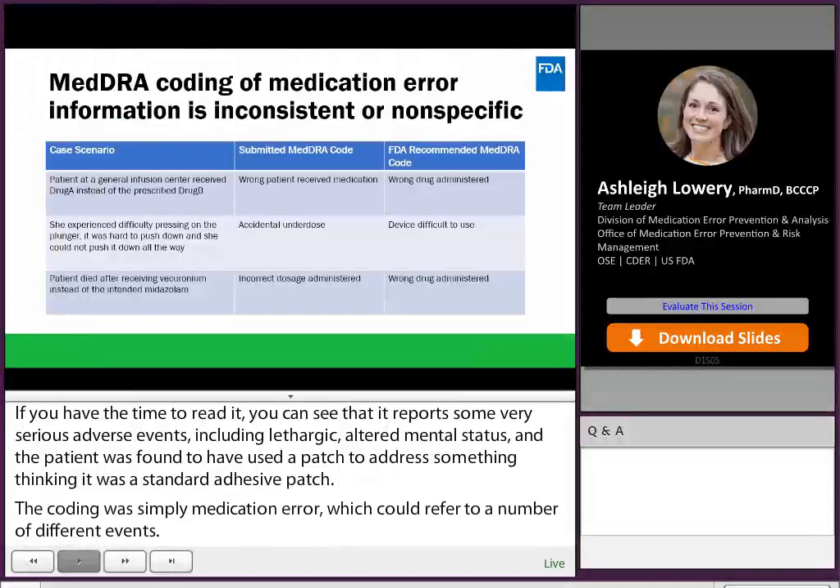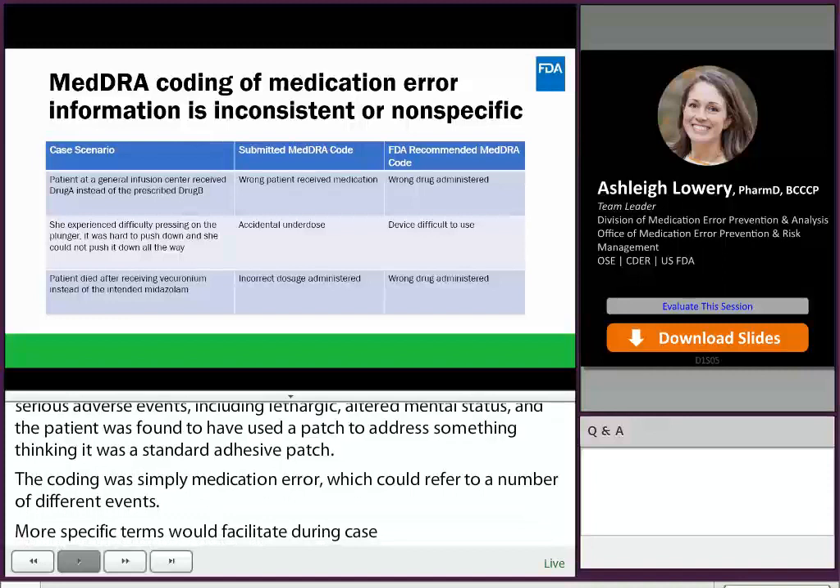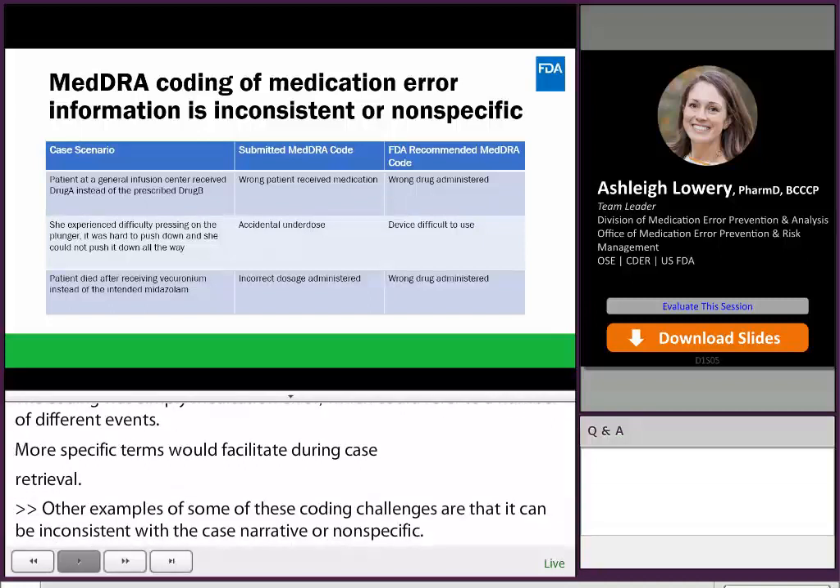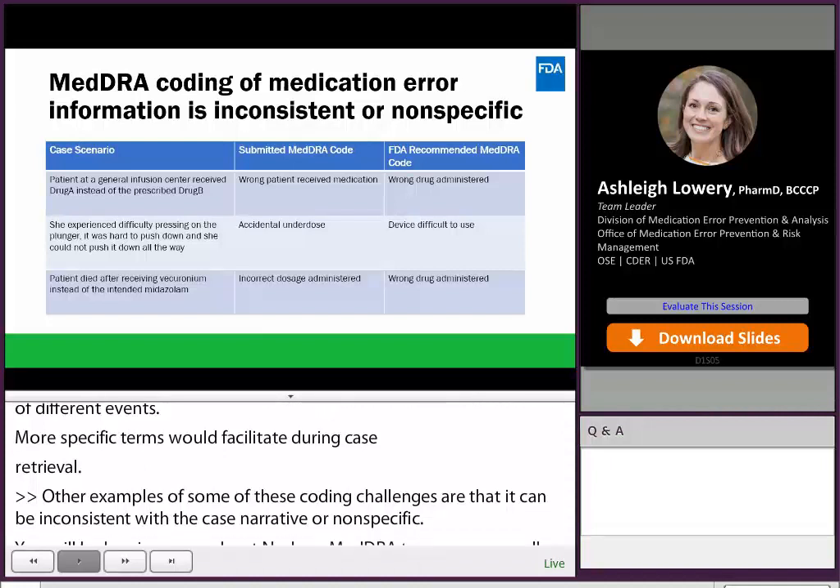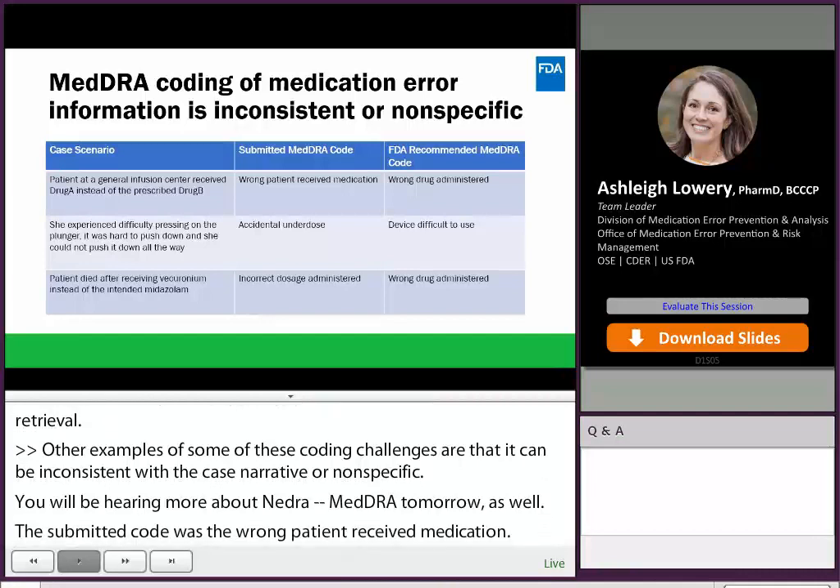And other examples of some of these coding challenges are that it can be inconsistent with the case narrative or nonspecific. And you'll be hearing more about MedDRA tomorrow as well. But one example scenario was a patient at an infusion center who received drug A instead of prescribed drug B. The submitted code was wrong patient received medication, but a recommended, more specific code would be to use wrong drug administered.